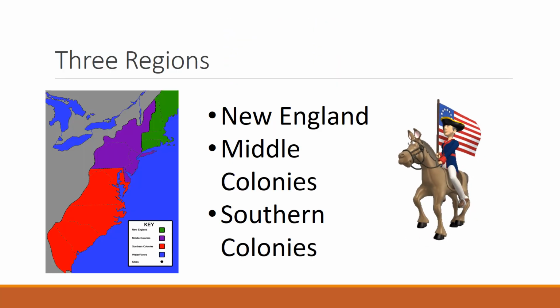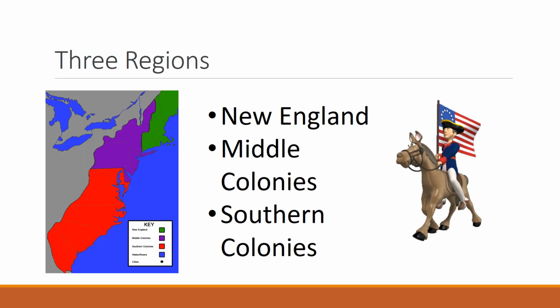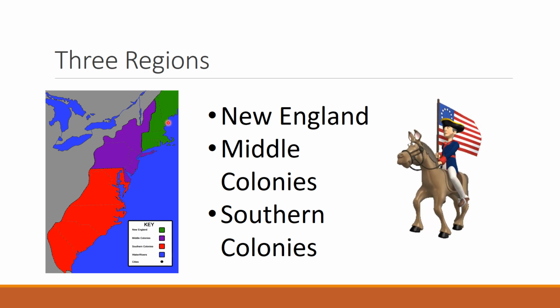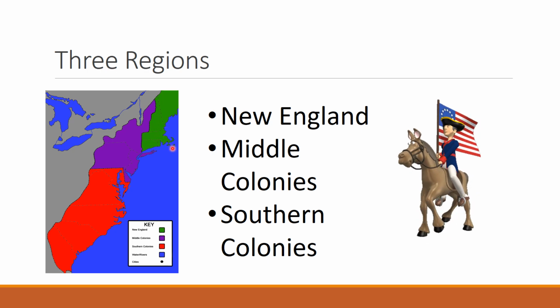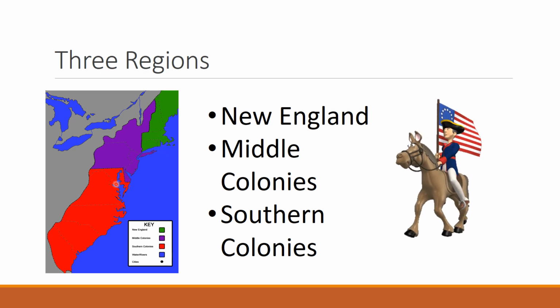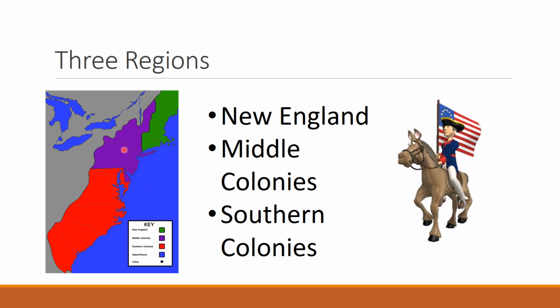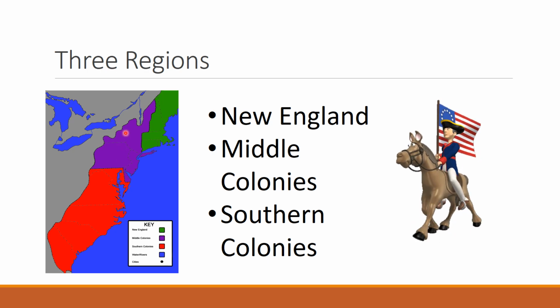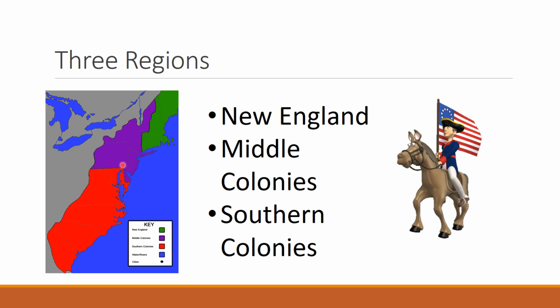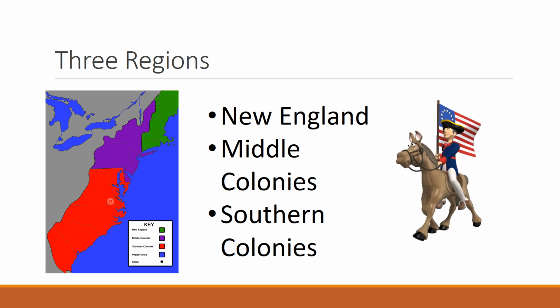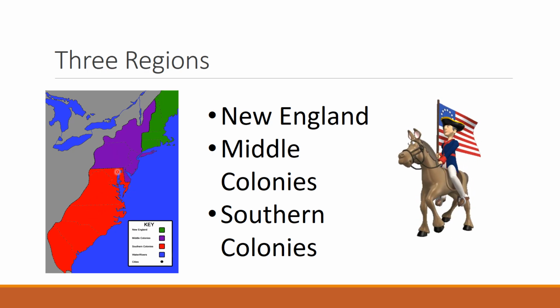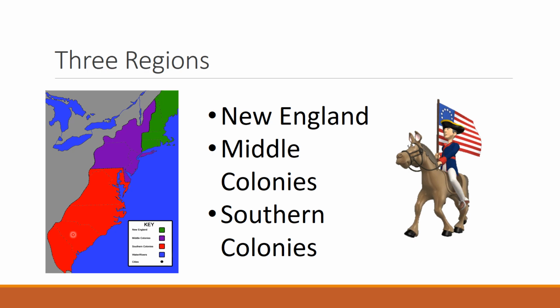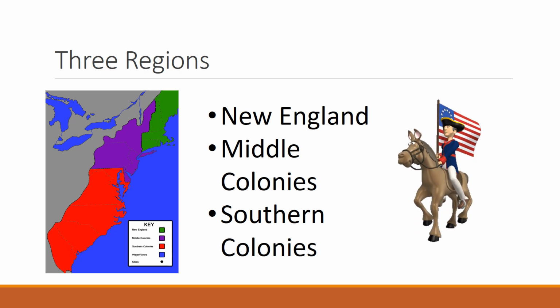Here we have the three regions of the 13 colonies. The New England colonies, which is marked by the green, consisted of Massachusetts, New Hampshire, Connecticut, and Rhode Island. Then we have the middle colonies, which is marked in the purple. This included New York, New Jersey, Delaware, and Pennsylvania. And then we have the southern colonies, which consisted of Maryland, Virginia, North and South Carolina, and Georgia at the southernmost tip.